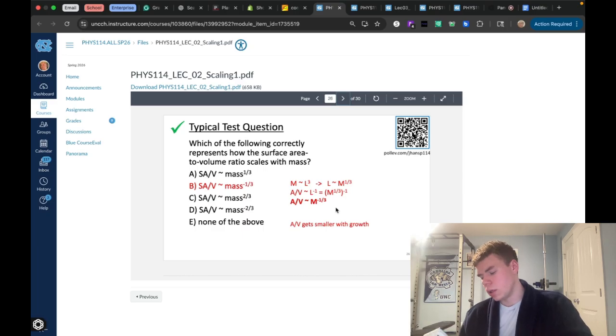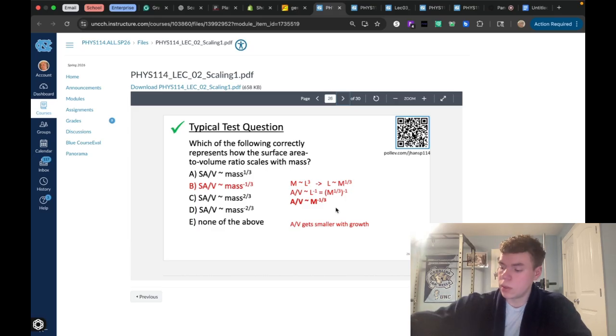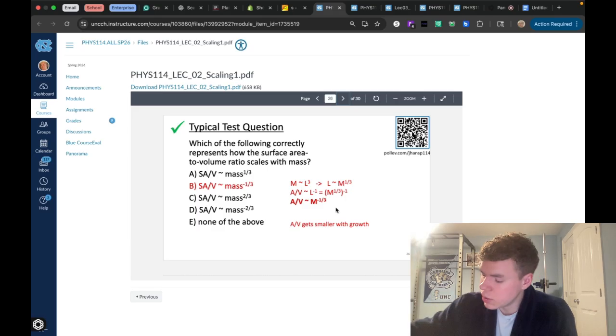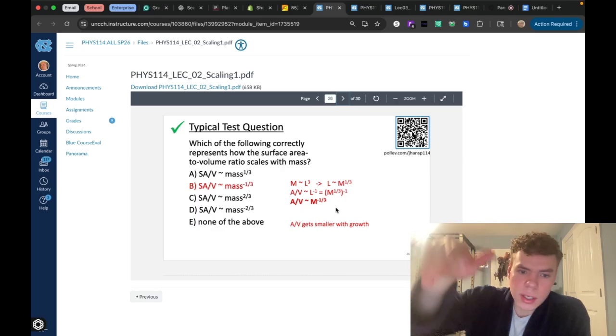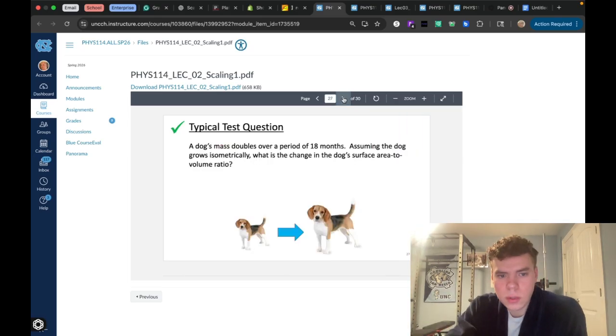So I wonder, is that the exact same thing as 10 multiplied to the -1/3? And it is. So surface area divided by volume is equal to mass to the -1/3. And there you see it. There you know it. Cool.